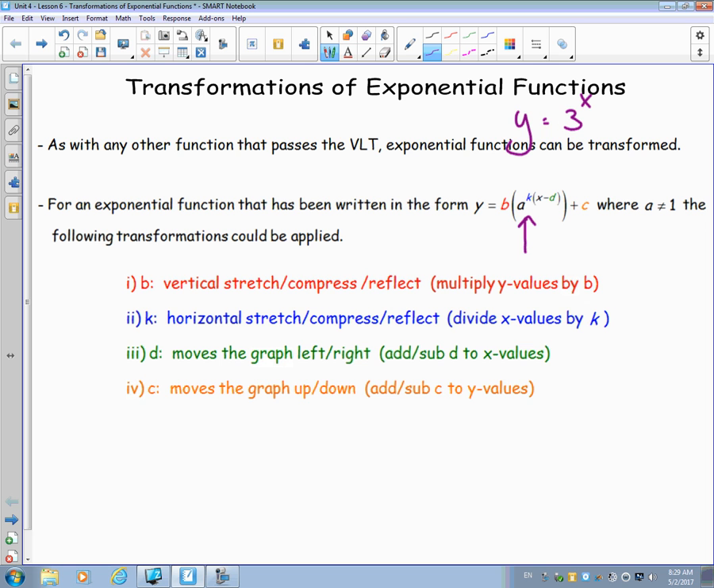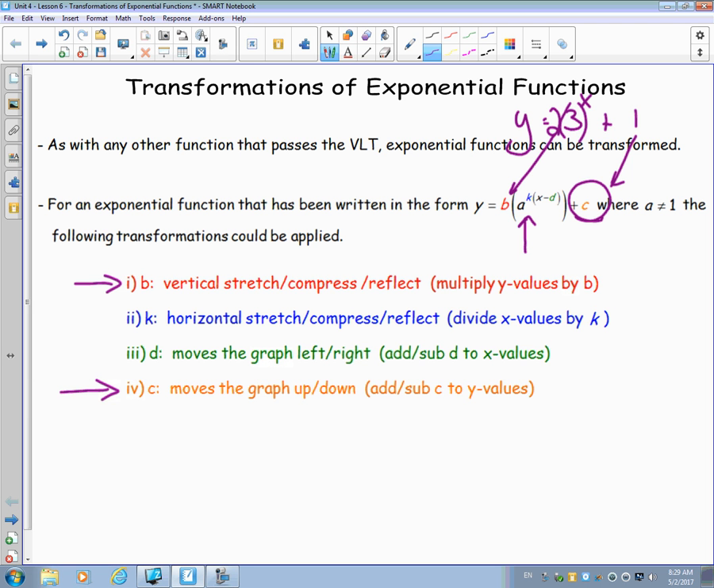So I put something out front, put a 2 out front, that's your b value. That's going to be a vertical stretch, compress, or reflect. So we have to multiply our y values by that number. So if you saw a 2, we'd be vertically stretching it. If I add things after the bracket, or after the exponent, plus 1, that's also a y thing. That's your c value. And that moves things up or down. And you can just add or subtract your y values.